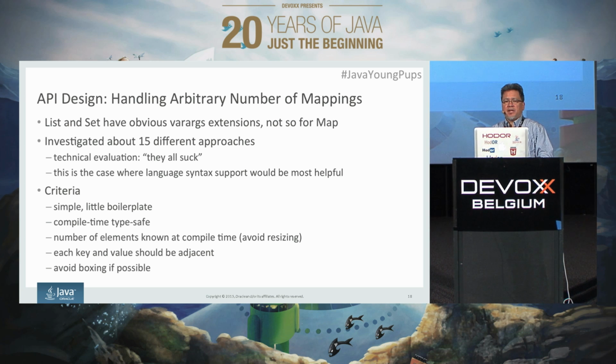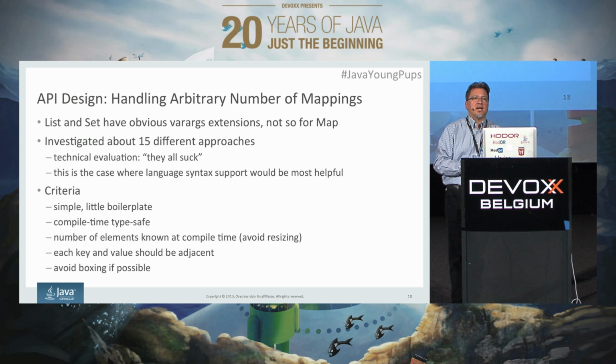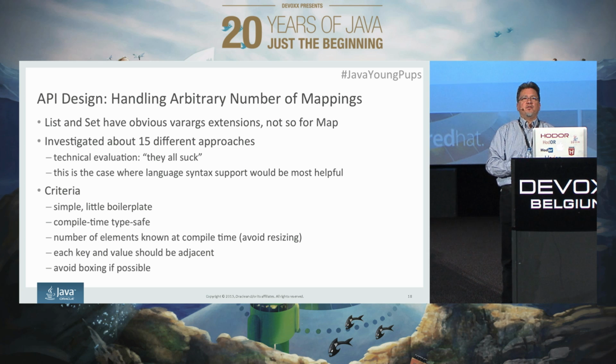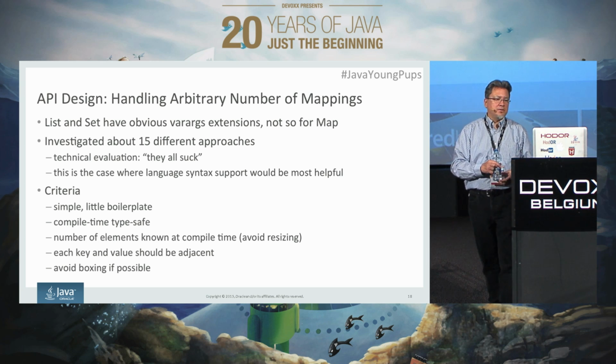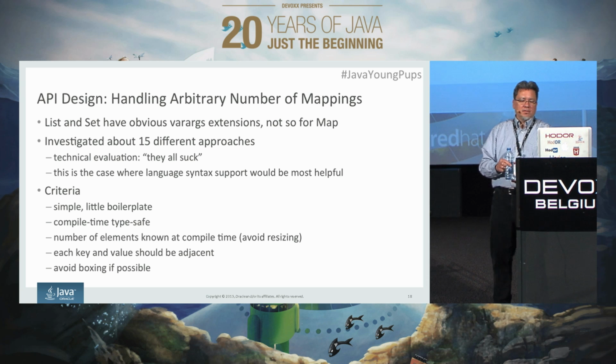So a subtle point about the API is that we wanted the key and the value to be adjacent in the source code. One of the alternatives was to have an array of keys and an array of values. But if you have a bunch of those and they stop fitting on a line, then it becomes really hard to match up keys and values. So we wanted those adjacent. And then finally, we wanted to avoid boxing if at all possible.